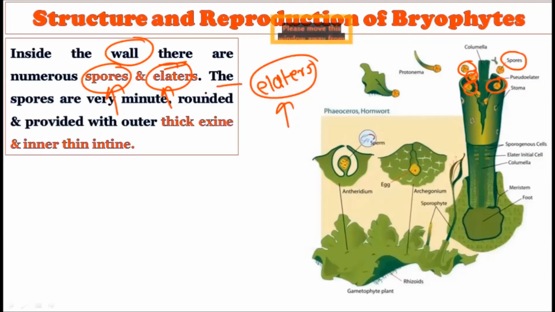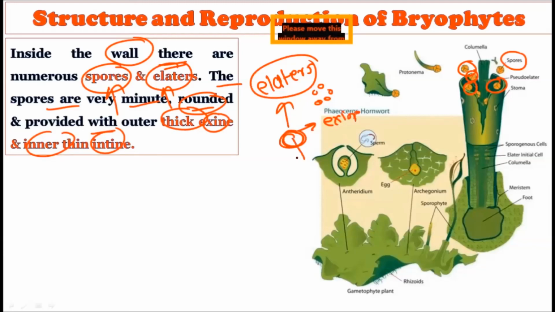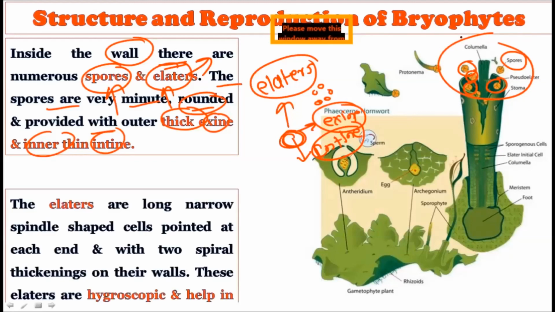through these particular capsules. Right. Now see, the spores are very minute, very small, and they are rounded and provided with a thick exine and an inner intine. So on the spore's outside, they possess a thick exine layer, and on the inside there is a second layer which is called the thin intine layer. These exine and intine layers are responsible for protecting this particular spore structure. So intine and exine are present in these spores, and these spores and elaters are all present inside this particular capsule.